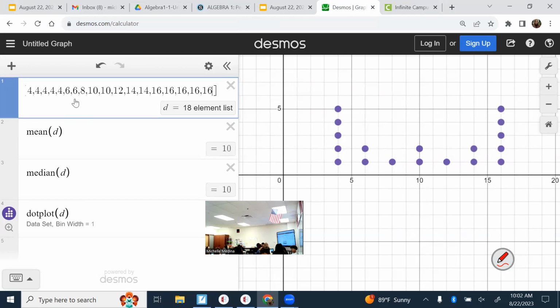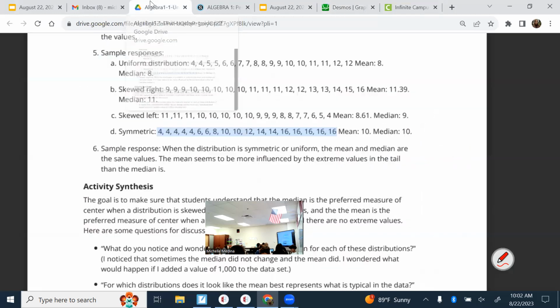Now, another thing you were supposed to do was look at the means and medians each time. Here's an example. It should match the same trend, even though your numbers are probably different. So when it's uniform, the mean and median tend to be the same, in the middle of wherever it is.